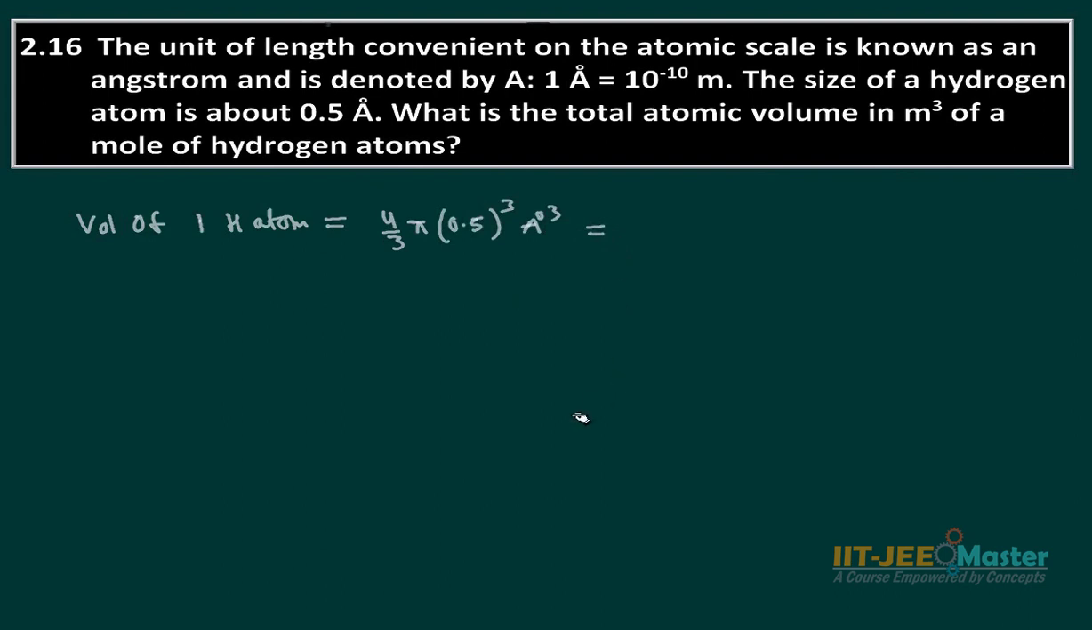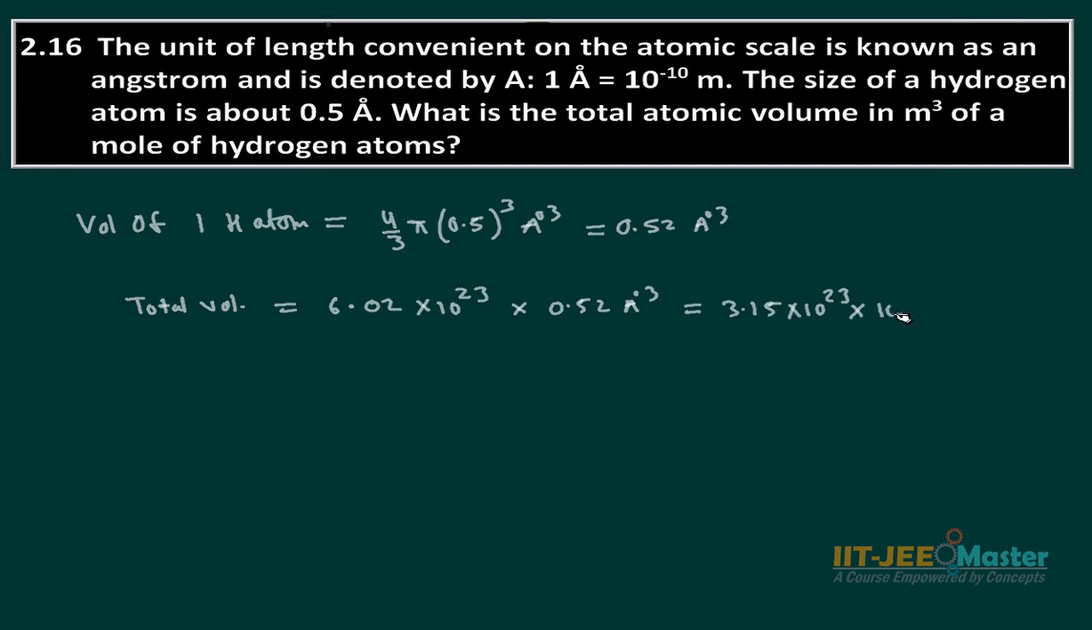Let us find the value here. It will be 0.52 angstrom cube. To find the total volume, multiply it by Avogadro number, that is the number of particles in a mole. 0.52 angstrom cube, that will be 3.1 into 10 to the power 23, and 1 angstrom will be replaced by 10 to the power minus 10, then it will be 10 to the power minus 30 meter cube.